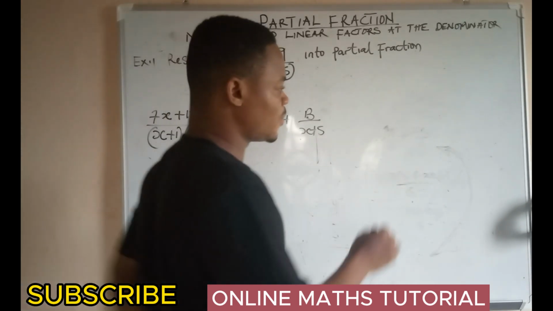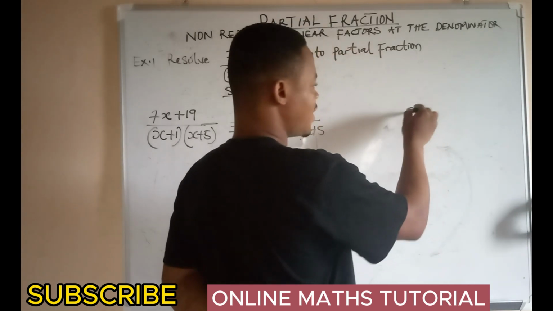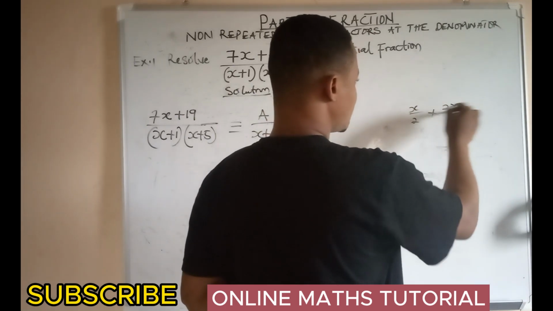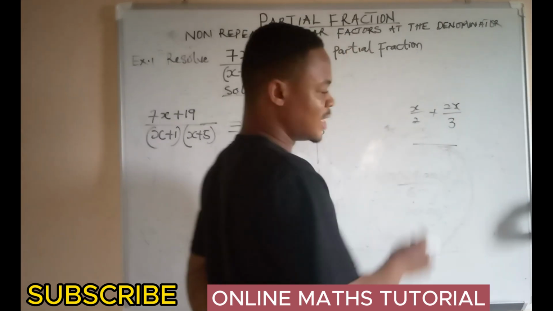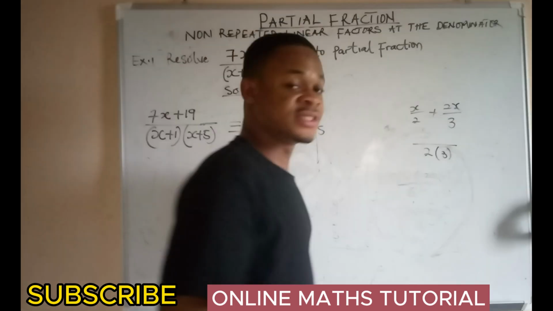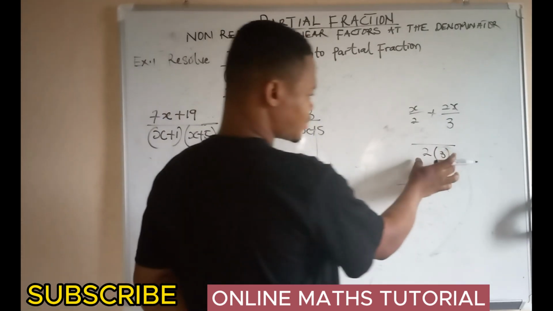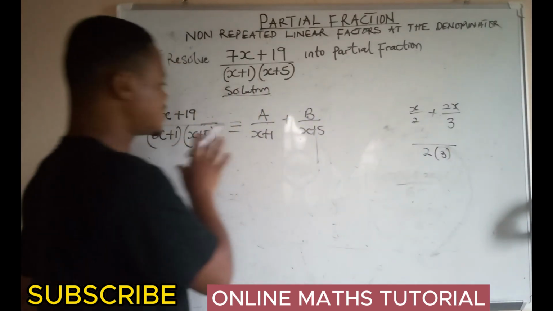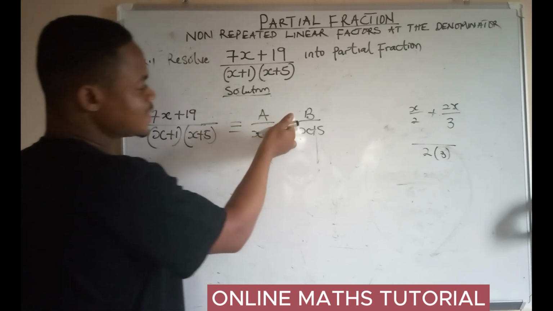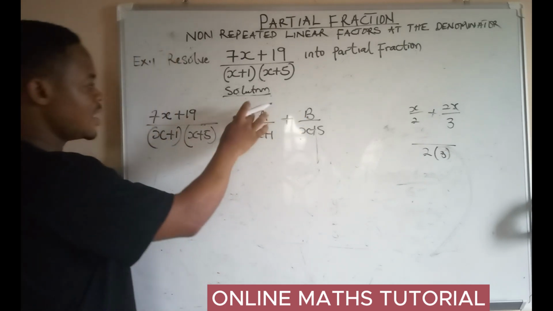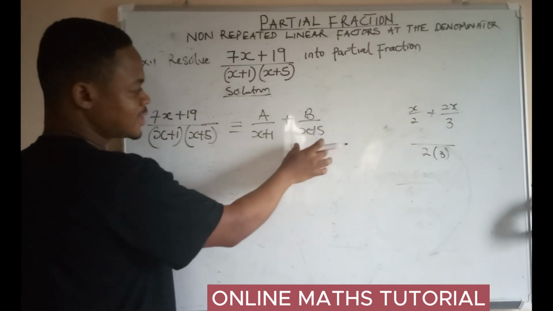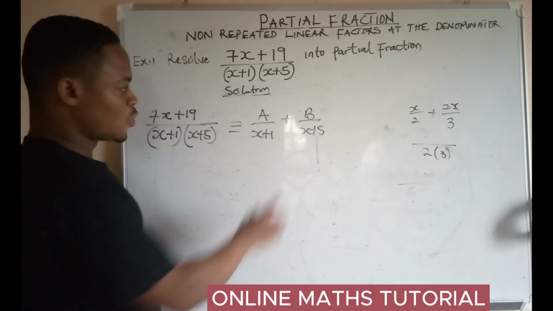This idea is coming from when we have something like the example I gave, x over 2 plus 2x over 3, where we get the LCM. The LCM is 6, which is the same thing as writing 2 times 3, written differently. So here we are implementing the same thing in case we have something like this. We can break this down as A over the first linear expression plus B over the second linear expression. So what do we do here?